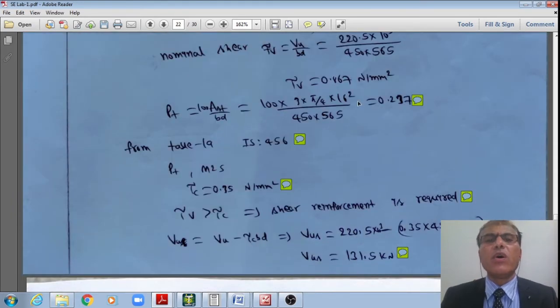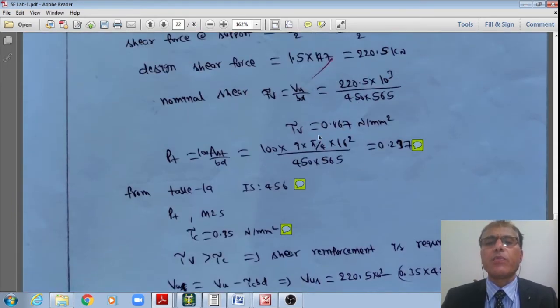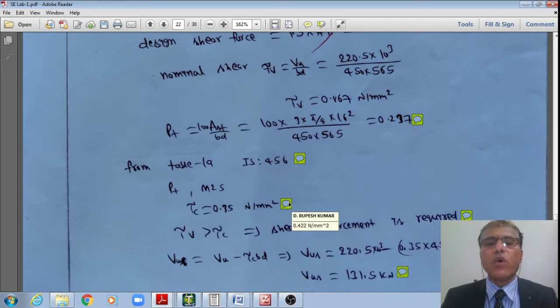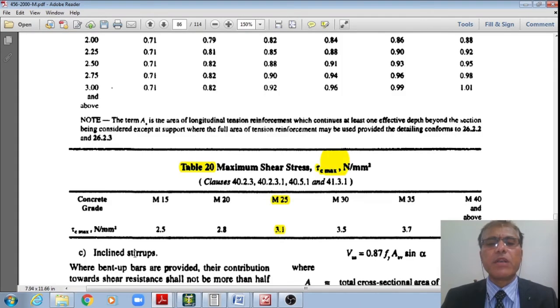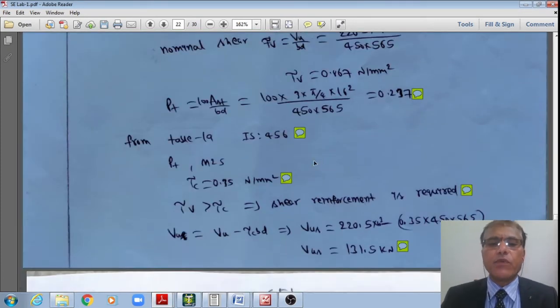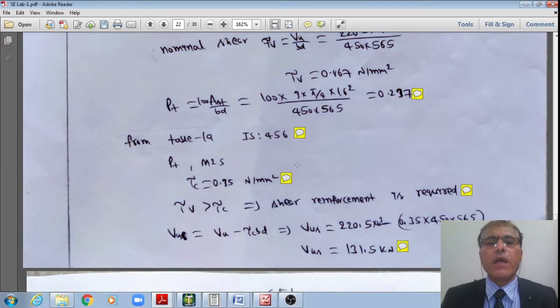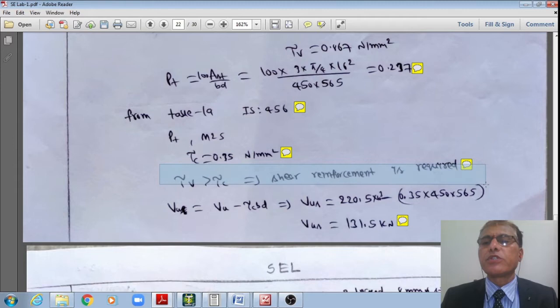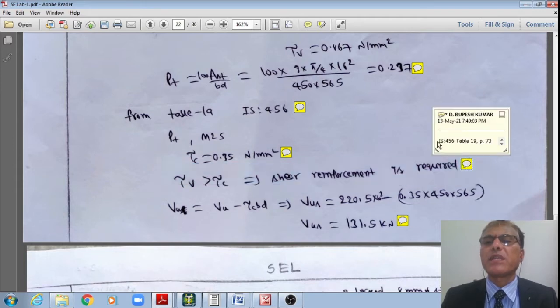However, we have tau v equal to 0.867 and tau c equal to 0.422. Therefore, tau v is much greater than tau c. However, this tau v of 0.867 is much less than the permissible shear stress for M25 grade concrete, equal to 3.1. Therefore, the grade of the concrete need not be upgraded, but we should provide the shear reinforcement. It is okay. Therefore, I am concluding that we need to provide the shear reinforcement. Now let us initiate the design of the shear reinforcement as per this clause.